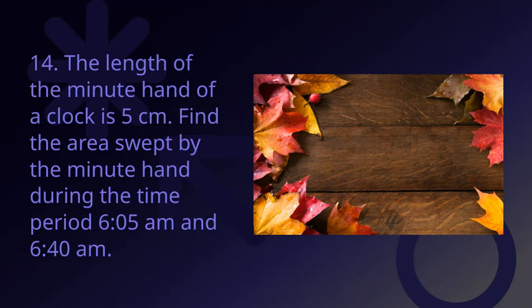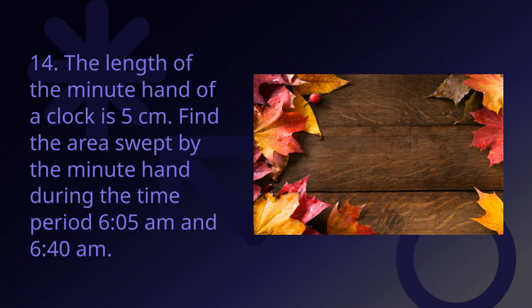Now, let's look at a practical example involving the minute hand of a clock. The length of the minute hand is given as 5 centimeters. Our goal is to find the area swept by the minute hand between 6:05 a.m. and 6:40 a.m. To do this, we need to understand that the minute hand moves along a circular path, and the area it sweeps out is basically a sector of a circle.